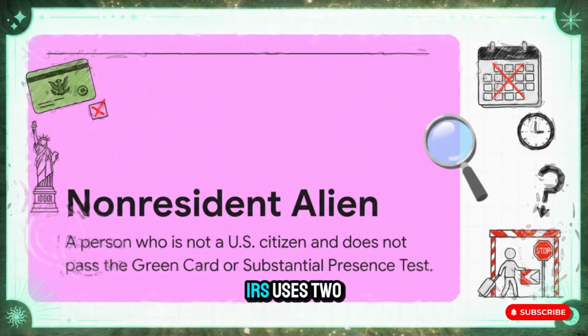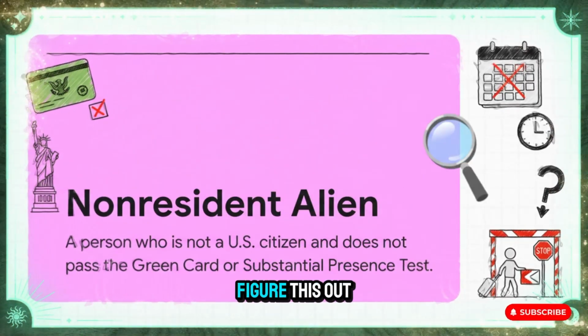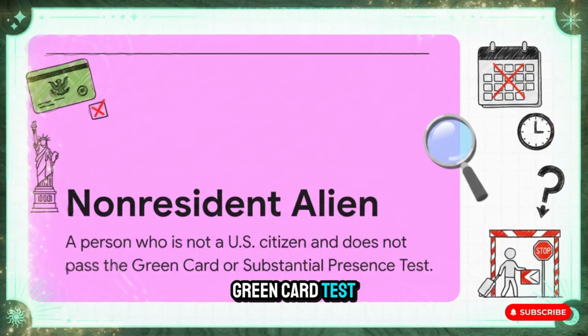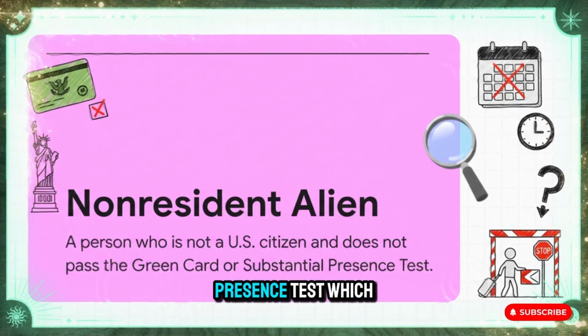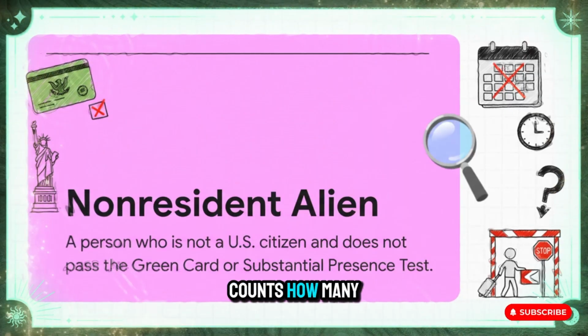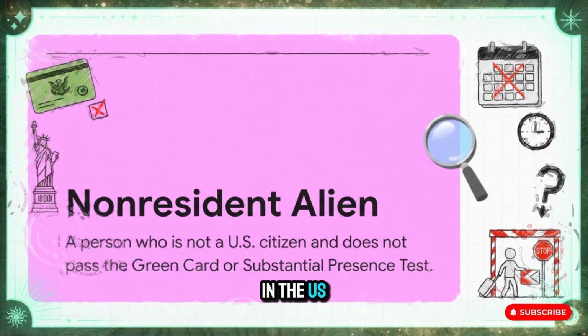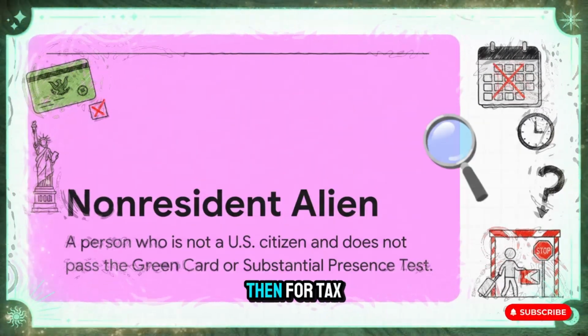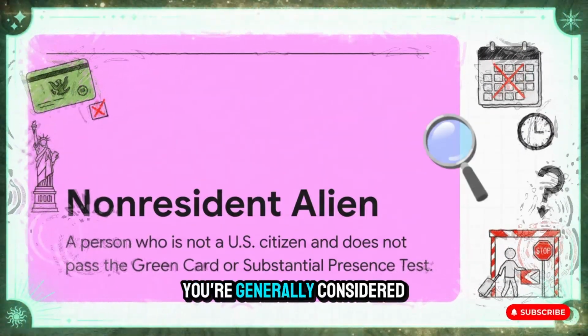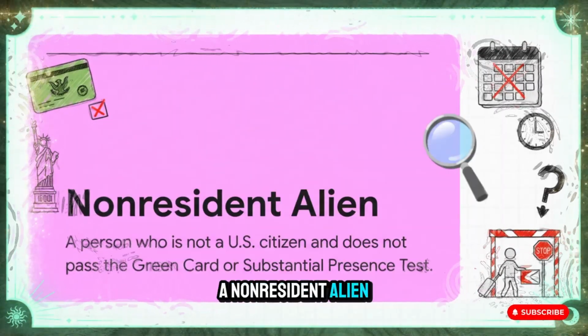Okay, so the IRS uses two main tests to figure this out. You've got the green card test, that one's pretty straightforward, and the substantial presence test, which basically counts how many days you've been in the US over a 3-year period. If you don't pass either of those, then for tax purposes, you're generally considered a non-resident alien.